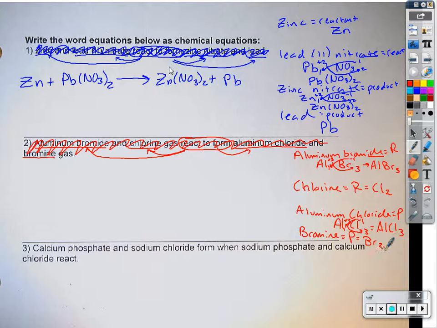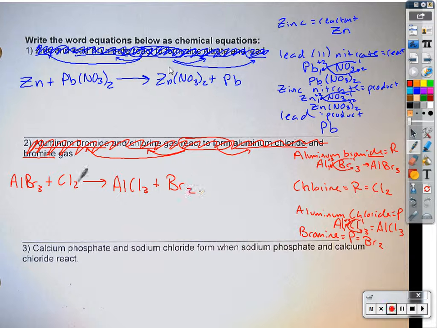Now we do our equation writing, starting with our reactants. And it doesn't matter what order we put them in. I'm just going to go down my list. AlBr3 plus Cl2. Then an arrow to separate it from the products. My 2 products are AlCl3 and Br2.